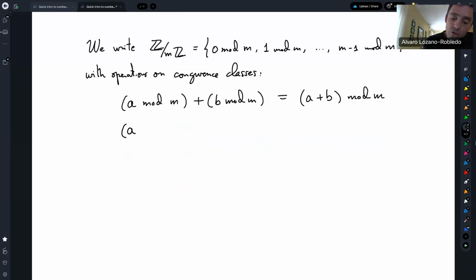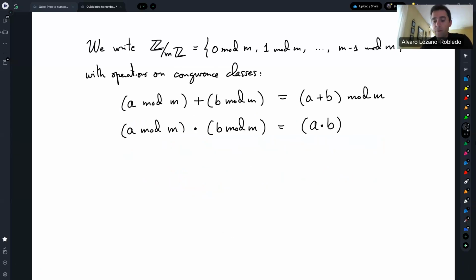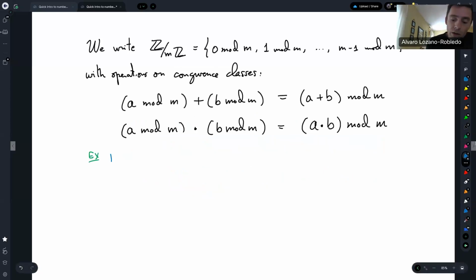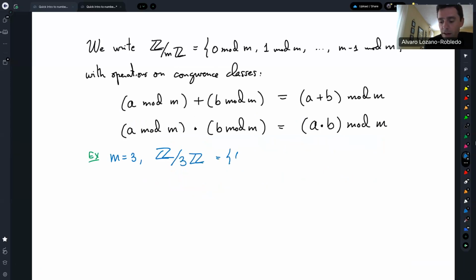And if I want to multiply, I can multiply the class of A with the class of B by multiplying their representatives and then reduce modulo M. So let me show you what that looks like when I look at M equals 3. So I'm trying to just look at the classes modulo 3. There are exactly 3 elements: 0 mod 3, 1 mod 3, and 2 mod 3.